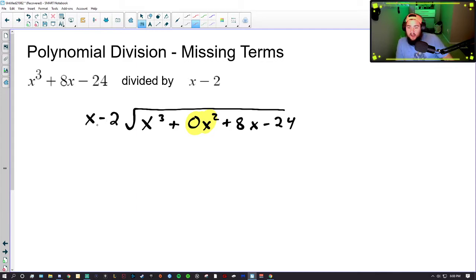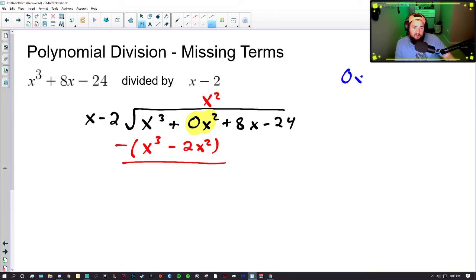We're going to divide. I need to make this x minus 2 have an x cubed in front, so I would have to multiply x minus 2 by x squared. X squared times x gives me that x to the third, so these eliminate. X squared times negative 2 is negative 2x squared. And just like before, we subtract, making sure our first terms eliminate. We have 0 minus negative 2, which if you want to check off to the side, 0x squared minus negative 2x squared is 0x squared plus 2x squared, which is 2x squared.